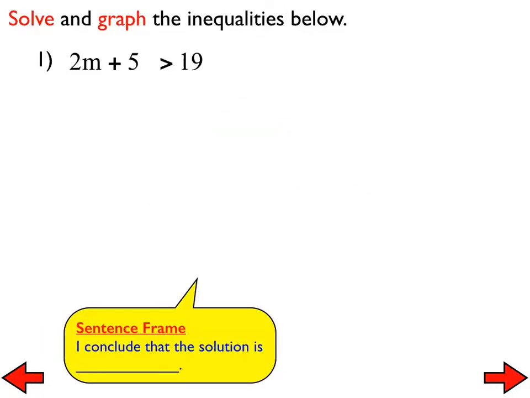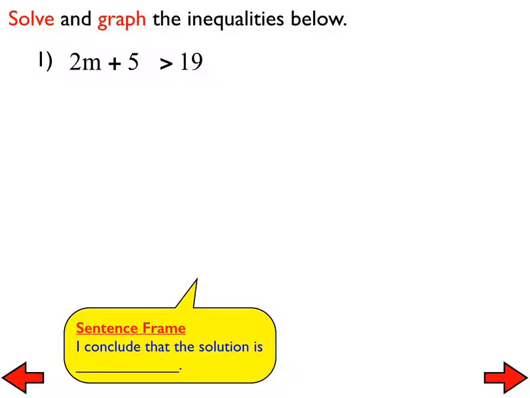Okay. All right, here is number 1. I would like everybody to solve it. I shouldn't have to talk about anything with regards to the solving part of that. Solve and graph. All right, number 1. Obviously, we have to subtract 5 from both sides and then divide both sides by 2.